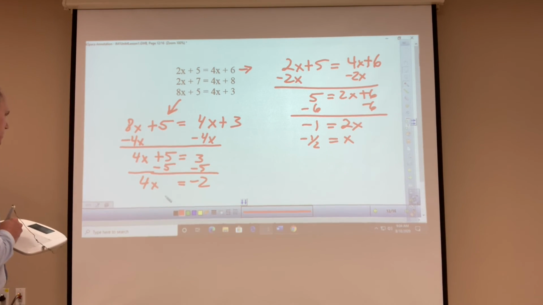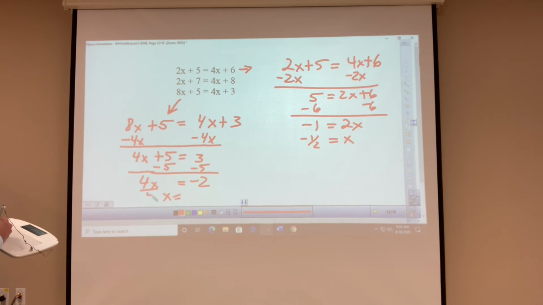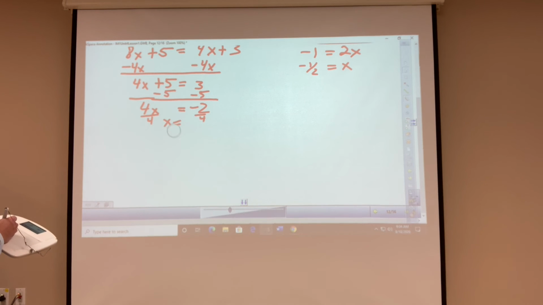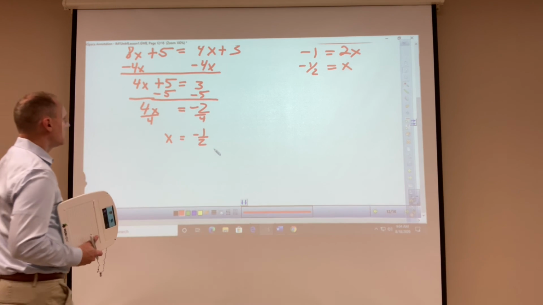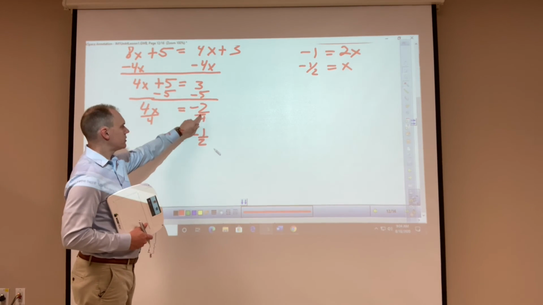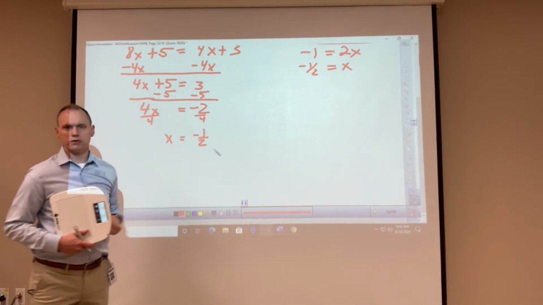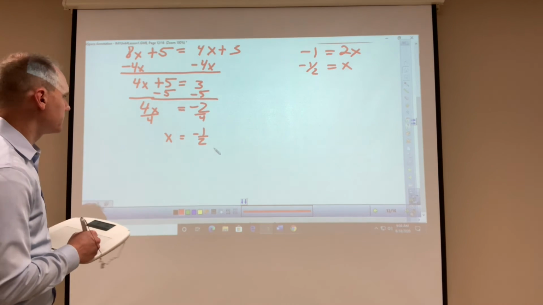And so we will always end up with, if we divide by 4 here, -2/4 is the same thing as -1/2, right? Because this is 2 times 1, this is 2 times 2, the 2's reduce, leaving us with -1/2.